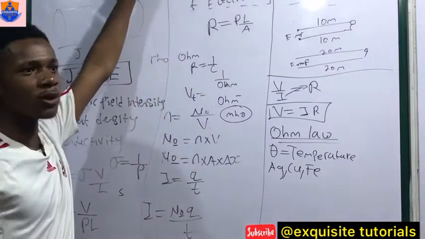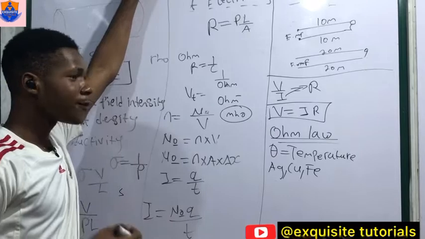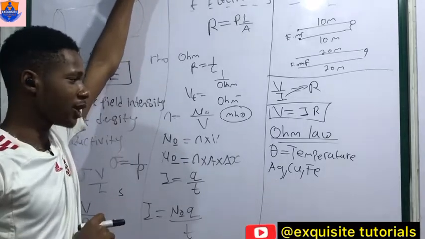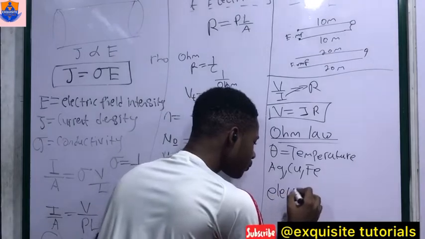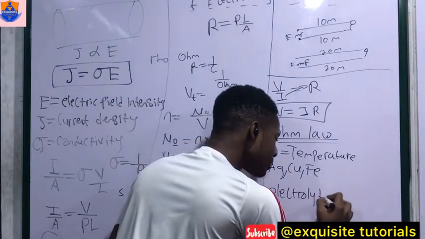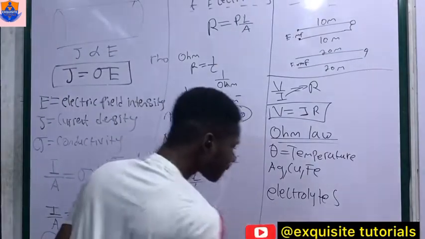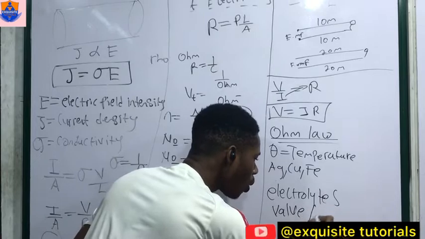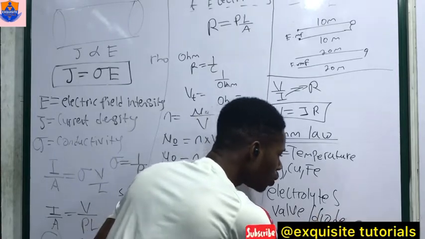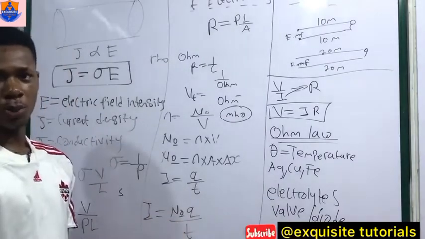What about materials or substances that do not obey this law? They are called non-ohmic materials. An example includes electrolytes. Another good example is a valve or a diode, basically semiconductors. These do not obey Ohm's law.